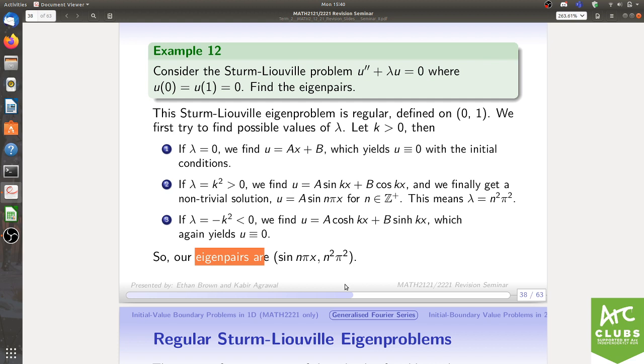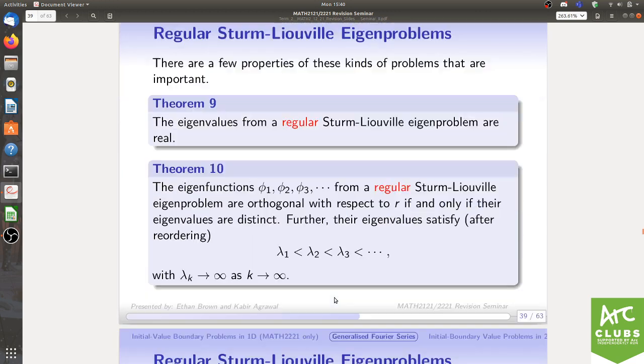Alrighty, so when we have a regular Sturm-Liouville eigenproblem, we end up with eigenvalues that are real. We don't really need to worry about complex eigenvalues because they're a mess. So when you're considering the regular one, you'll always have eigenvalues that are real.